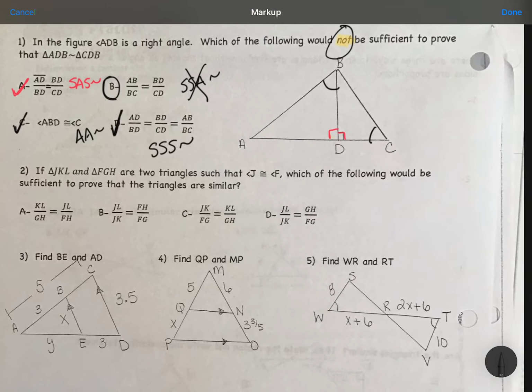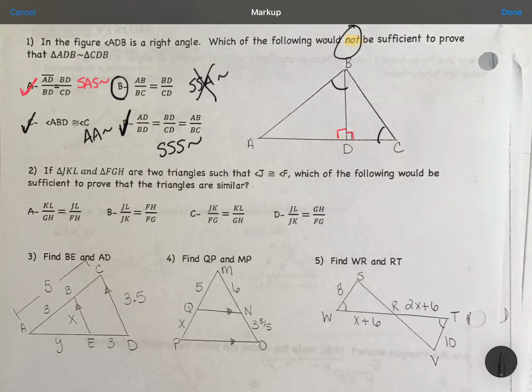All right, number 2. If triangle JKL and FGH are two triangles such that J and F are similar, which of the following would be sufficient to prove the triangles are similar? All right, so obviously we have one angle, so they're probably going to look for side, angle, side similarity, because they've given us an angle. So I'm going to draw my two triangles, because I'm a visual person.